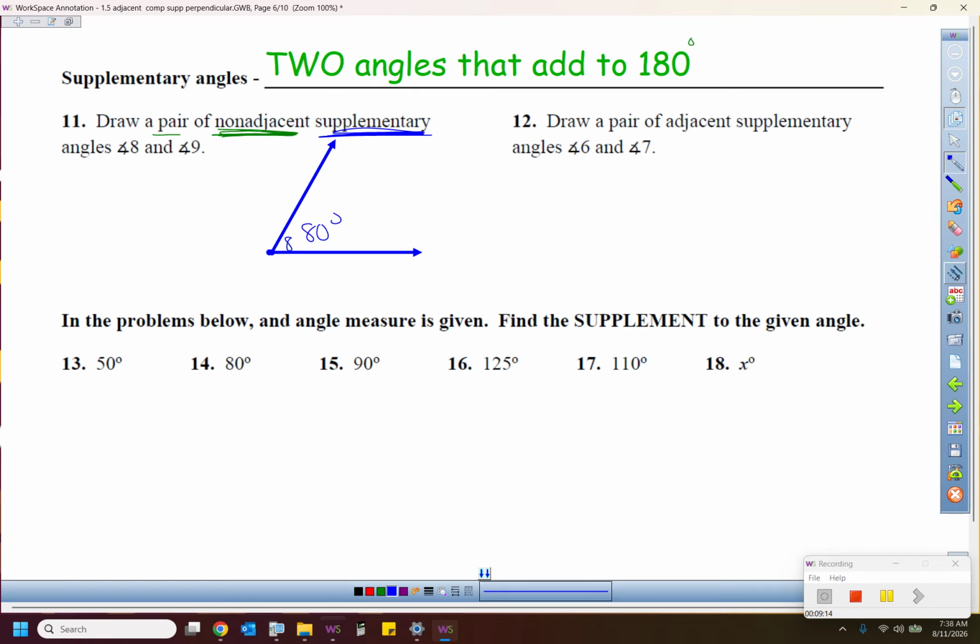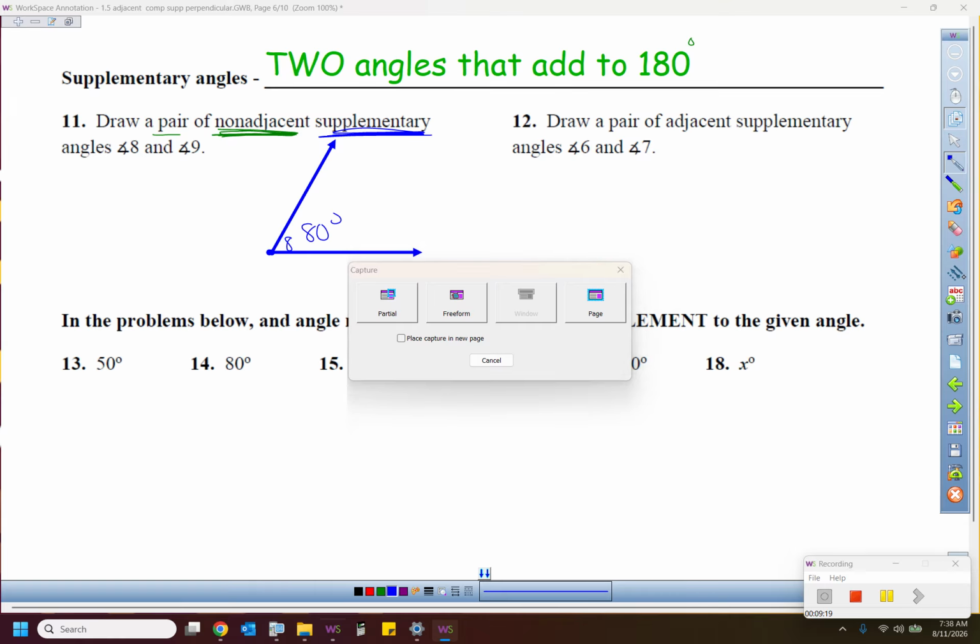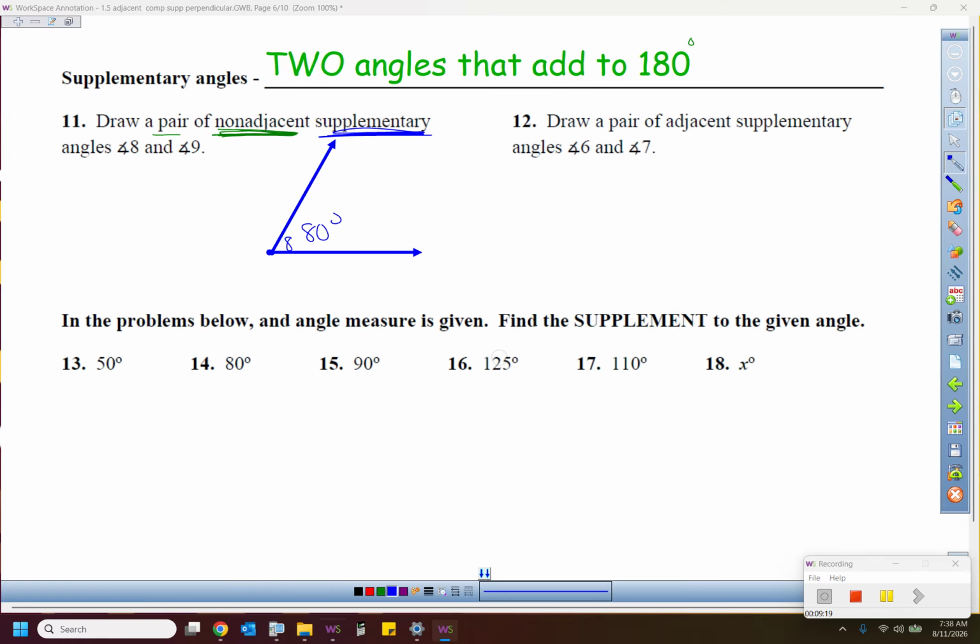And then to find the supplement to that guy, he's going to have to be 180 minus 80, which is 100 degrees. Sorry, I hit the wrong button here. So I got to draw myself a 100 degree angle. And if I'd start with the right direction, that'd be even awesomer. So 100 degrees, we'll call him angle 9. And those, they don't touch each other, and they add up to be 180. So non-adjacent supplementary.